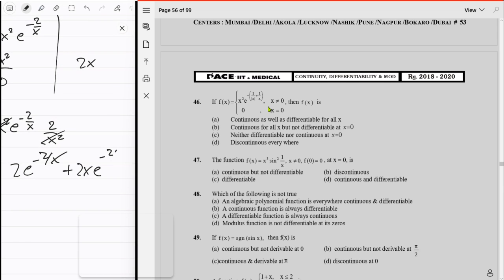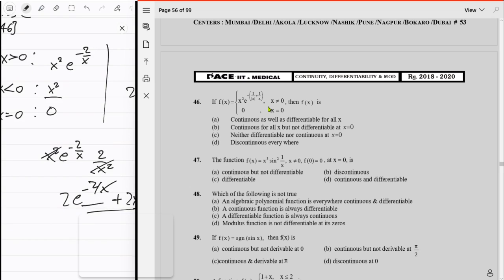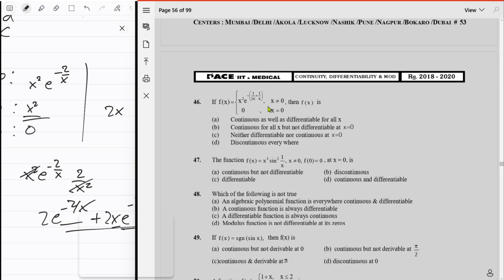So it's just this thing, 2 e power negative 2 upon x, and then this thing, plus 2x e power negative 2 upon x, and then this approaches 0, this approaches whatever. The thing is, it just approaches 0, right? So this becomes 0 at x equal to 0, and this becomes 0 at x equal to 0 as well. I mean, the derivative of that thing, of course. So yeah, it's differentiable as well. It's just differentiable at x equal to 0.